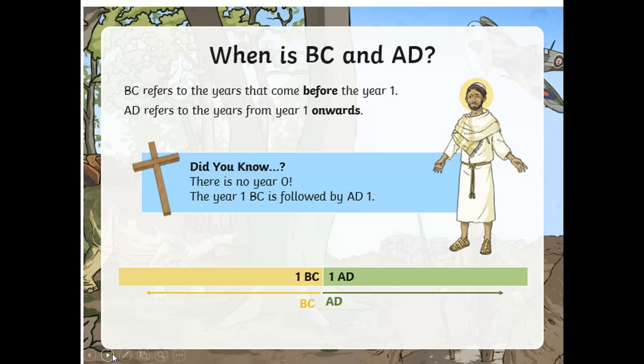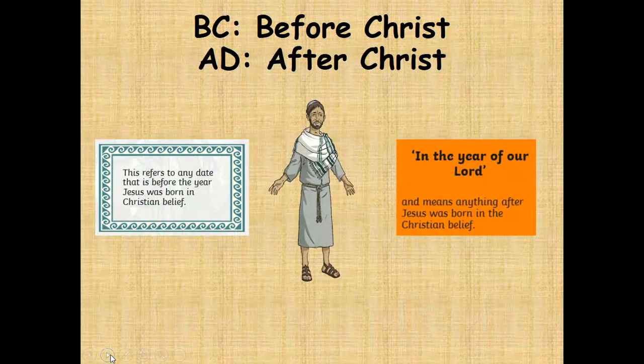So when is BC and AD? BC refers to the years that come before the year 1. AD refers to the years from year 1 onwards. Did you know there is no year 0? The year 1 BC is followed by AD 1. So there's no 0 in the middle. BC, before Christ; AD, after Christ.